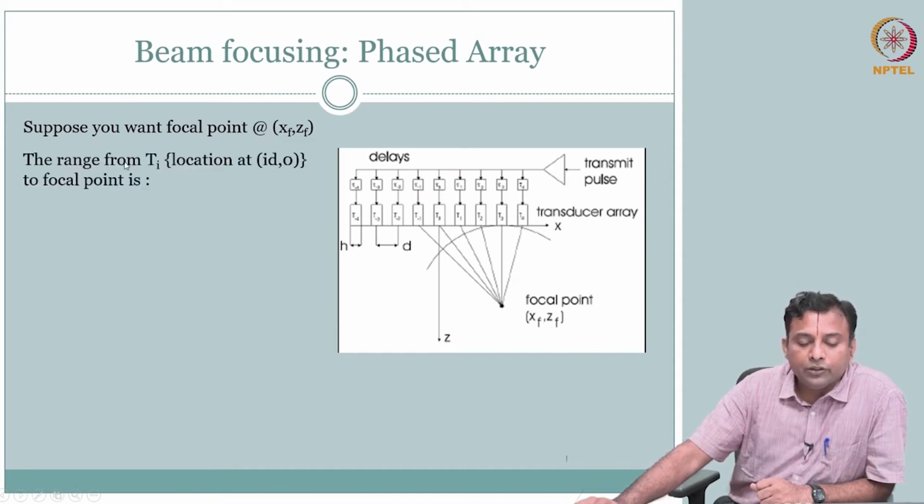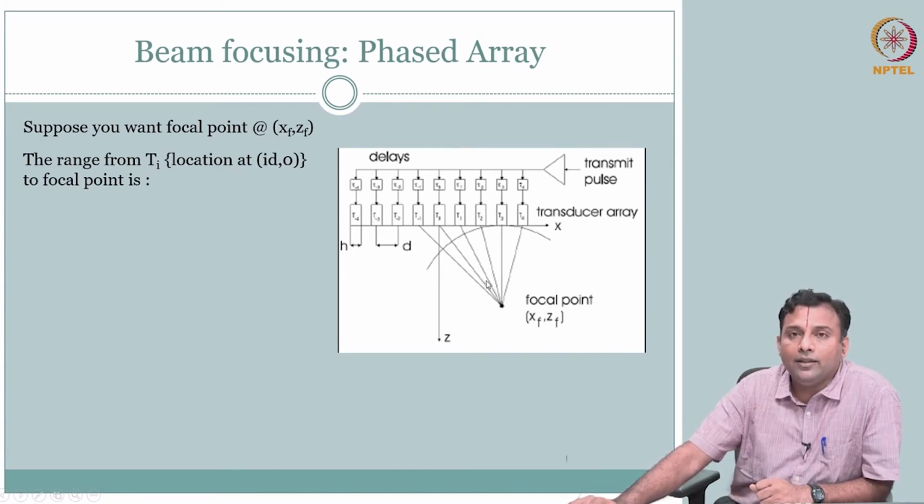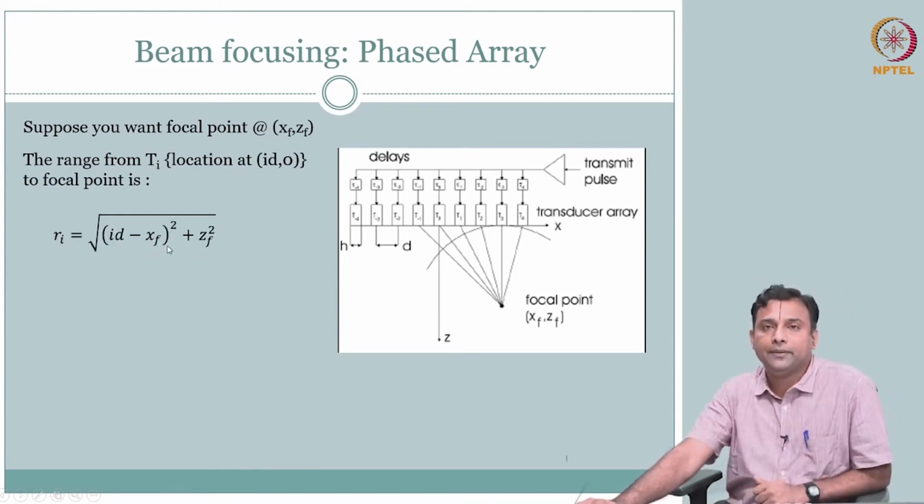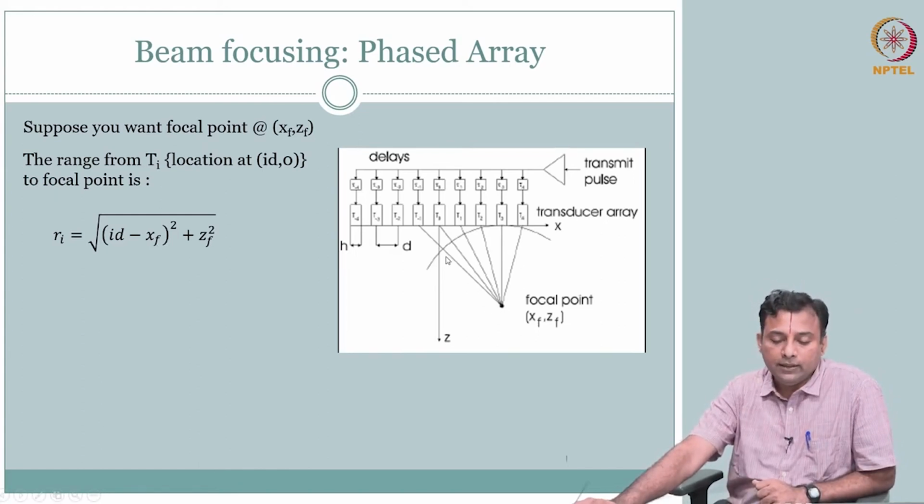And so the range from any location, i d is any location, T1, T2, T3, T4, T minus 1, minus 2, any location i d is here, 0 is at the surface. To the focal point is what? You can calculate Ri as square root of (id minus xf) square plus zf square. Clear. So this is the path length, if you will, Ri from each of the transducer elements to the focal point.